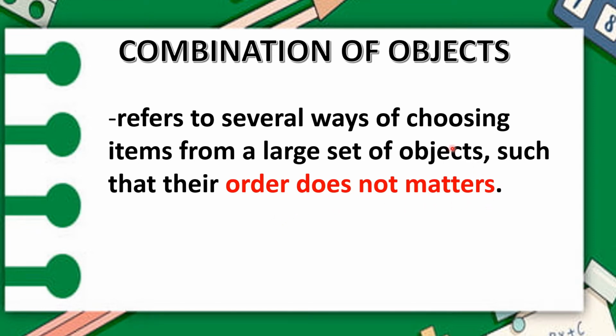Ibig sabihin, pipili lang tayo ng ilan sa mga elements ng isang large set of objects wherein yung order is hindi na importante. So, isang buhatan lang o isang pilian lang. Ang usual na nakikita nating words na ginagamit dito is choose, select, group, tsaka combination.